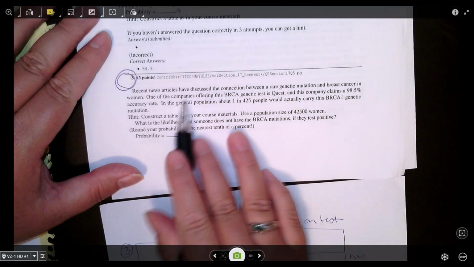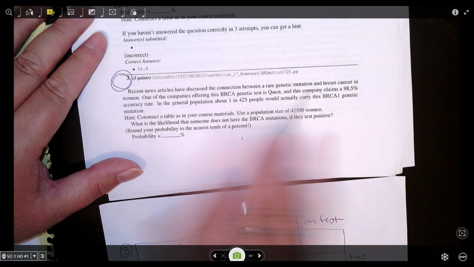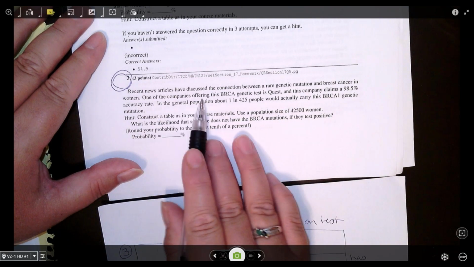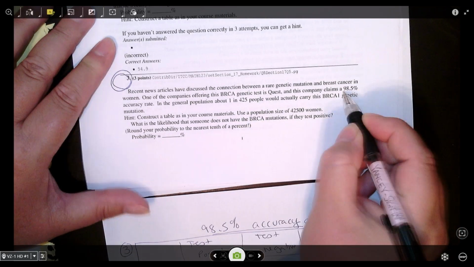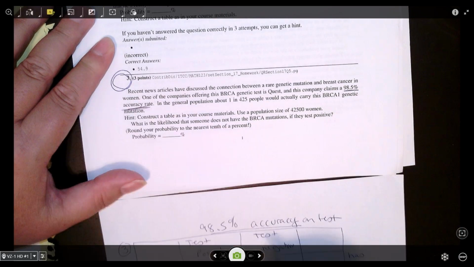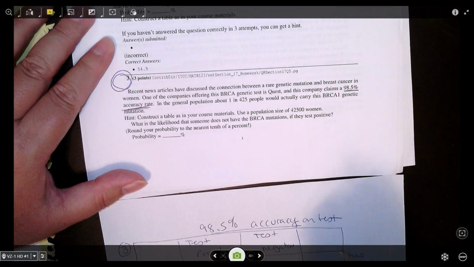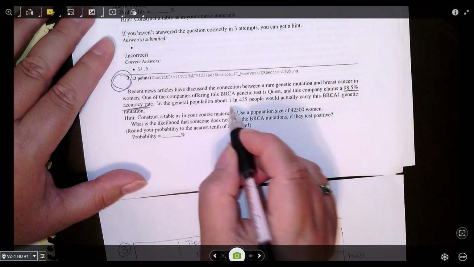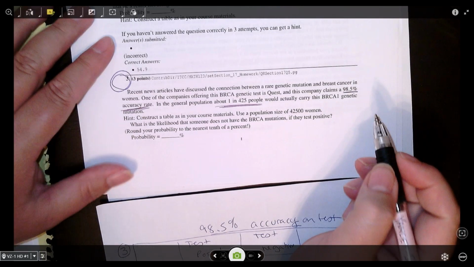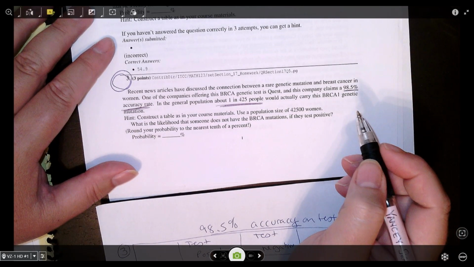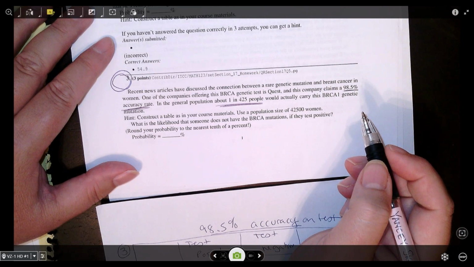Recent news articles have discussed the connection between a rare genetic mutation and breast cancer in women. One of the companies offering a BRCA genetic test is Quest, and this company claims a 98.5 accuracy rate. That's where I got the 98.5 for my chart. You're going to get it somewhere from the question. In the general population, about 1 in 25 people would actually carry the BRCA gene. Somewhere in the question, they're going to have to tell you how many they actually believe do or don't have whatever it is. Okay.